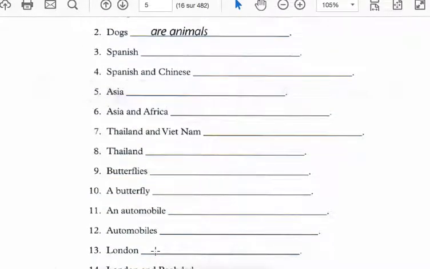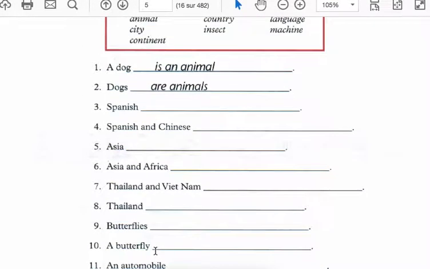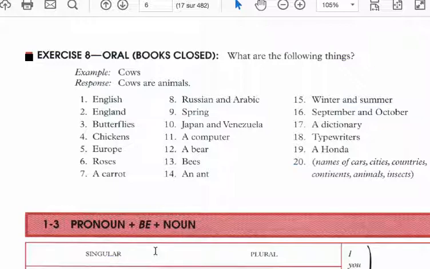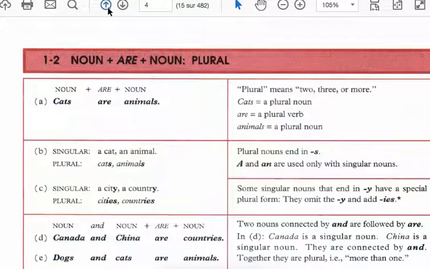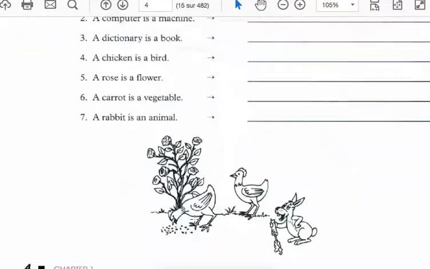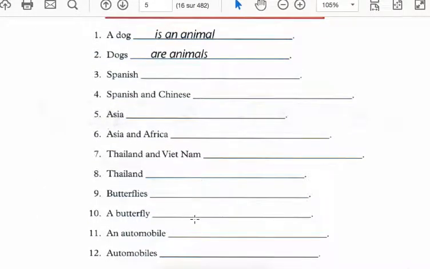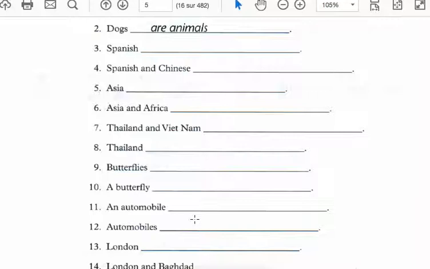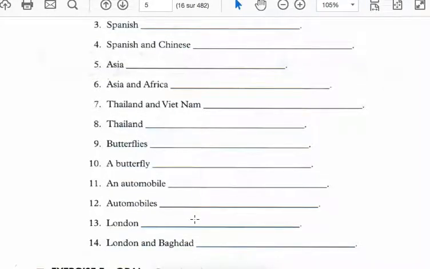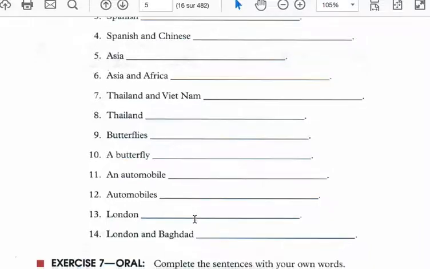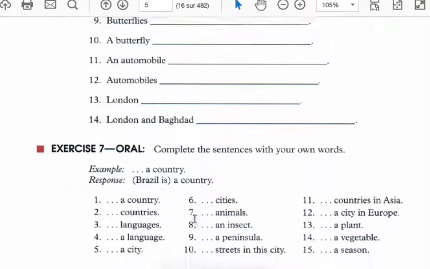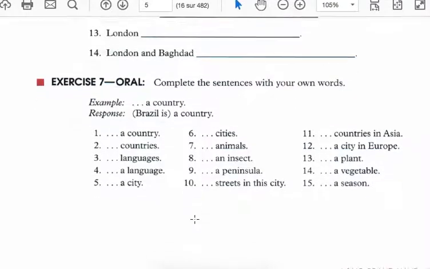An automobile is a machine, a car, a machine, I guess, yeah. Sorry about that. An automobile is a machine. Automobiles are machines. London is a city. London and Baghdad are cities. Okay. We don't need that.